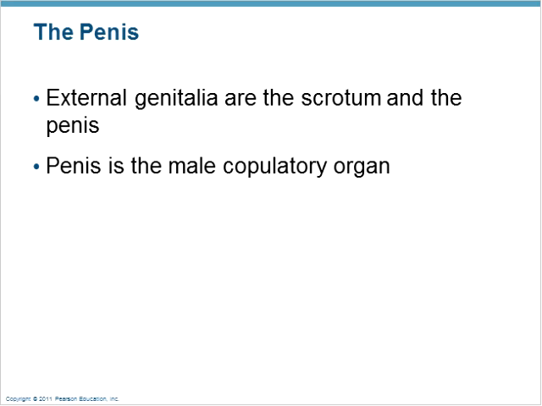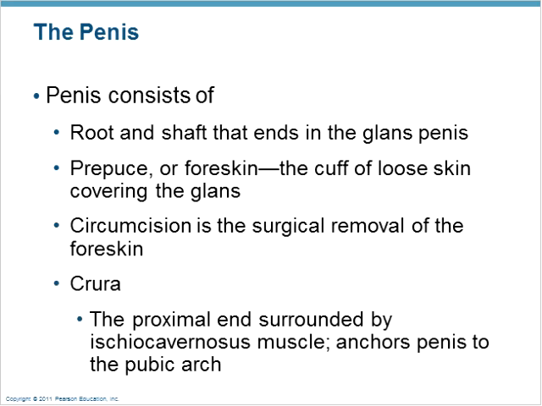The penis is external genitalia; the external genitalia are the scrotum and the penis. The penis is the male copulatory organ, obviously, and the penis consists of the root and shaft that ends in the glans penis.